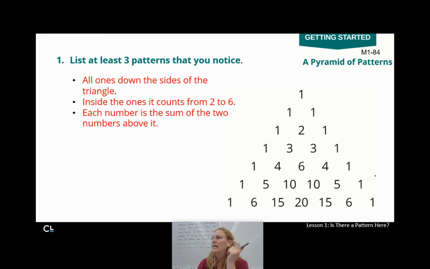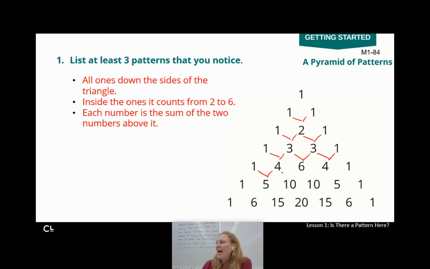I noticed that each number is the sum of the two above it, right? 1 plus 1 is 2. 1 plus 2 is 3. 2 plus 1 is 3. Oh, did you see that? 1 plus 3 is 4. 3 plus 3 is 6. 3 plus 1 is 4. Do you see that? How we're getting the next row by adding the two numbers up above.